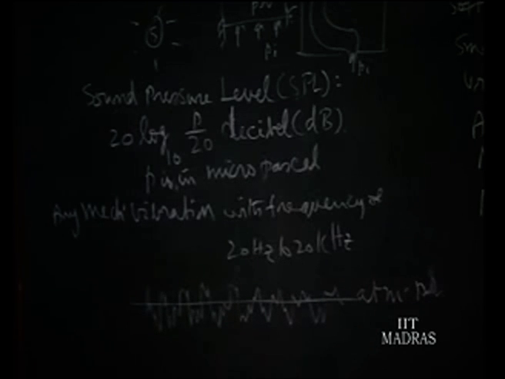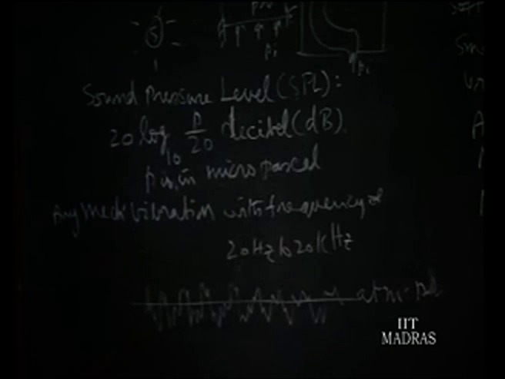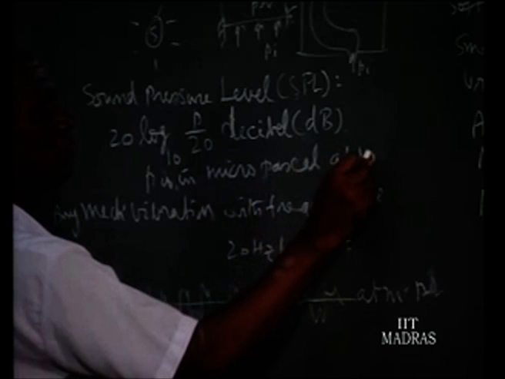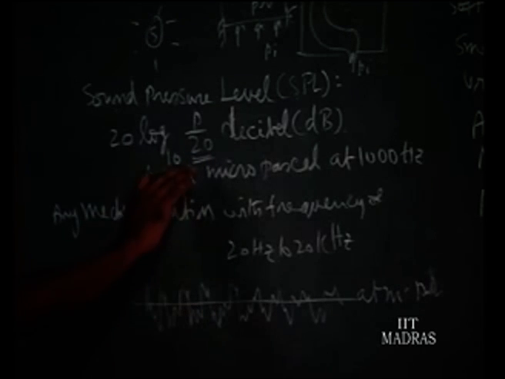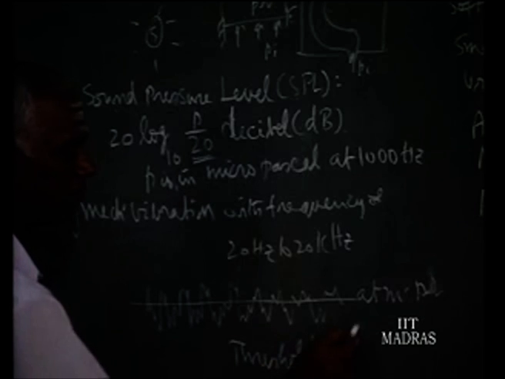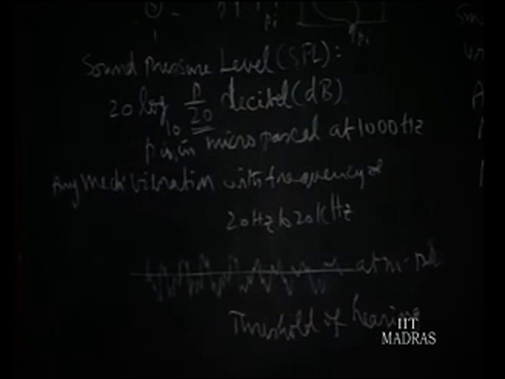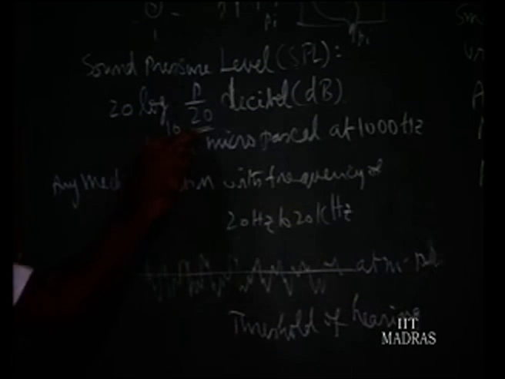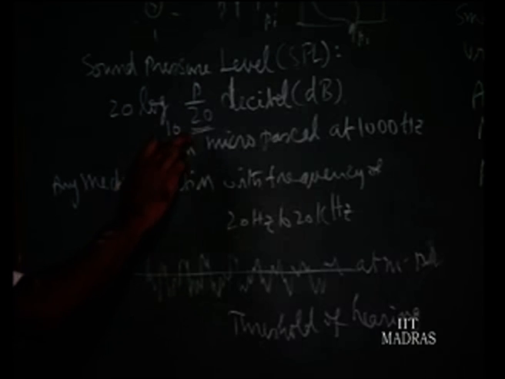The RMS value of it, root mean square value, that is P in micropascal. That value is 20, to be substituted here, at 1000 hertz. That is a reference frequency, because 20 micropascal at 1000 hertz represents the threshold of hearing. What is the threshold of hearing? The necessary pressure to make us hear any sound. If the sound is less than 20 micropascal at say 1000 hertz, then we cannot hear. That is the capability of the human ear.